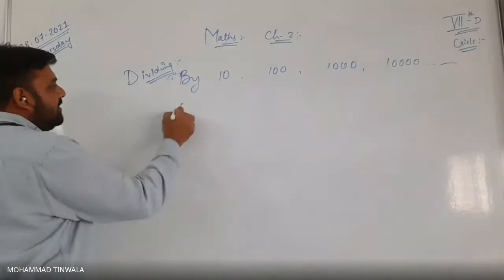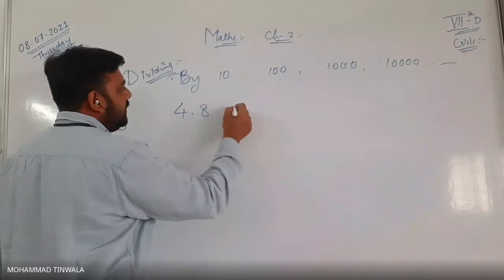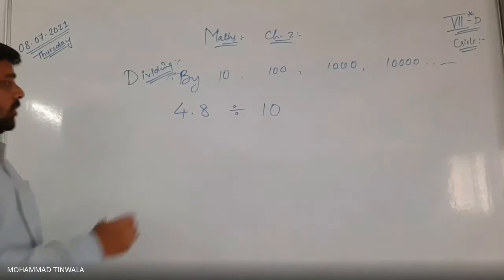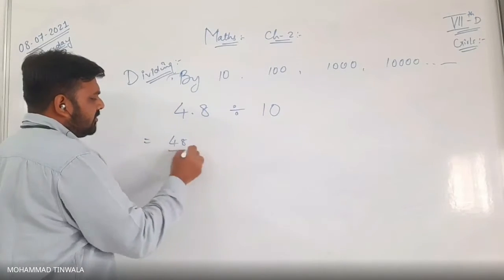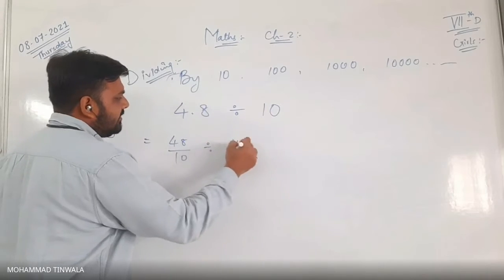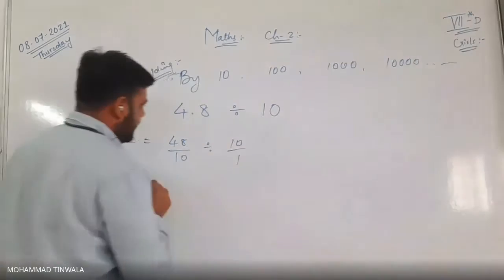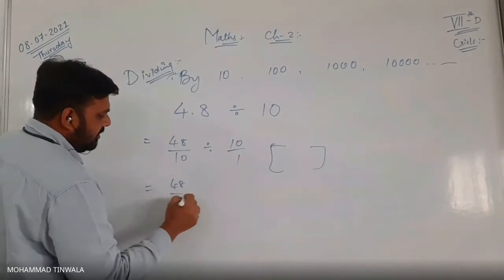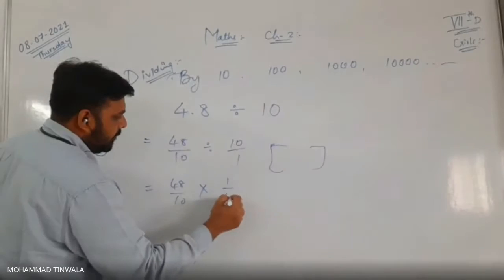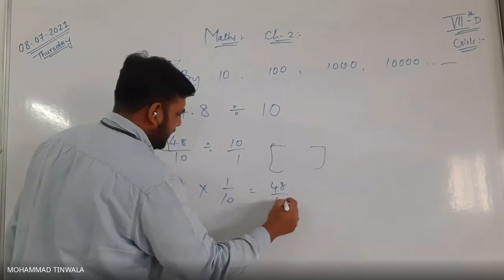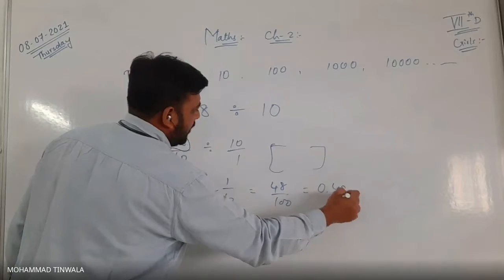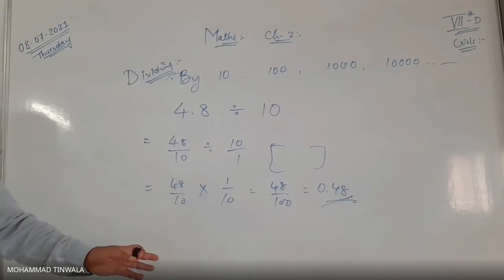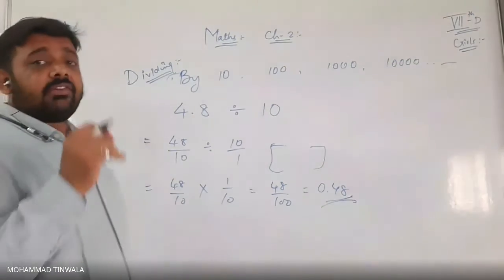So now, what to be done here? For example, if I say 4.8 divided by 10. If we go with the all-day-long process like this, divide as it is, 10 upon 1, then reciprocal, this will be converted to 1 upon 10. You will get 48 upon 100 and you will get 0.48. This will be your answer. You can get it with this method also, but there is a short way.